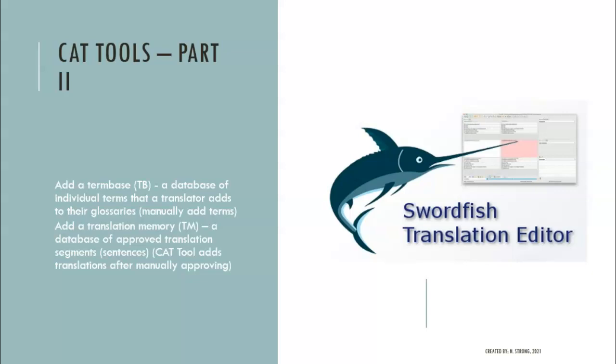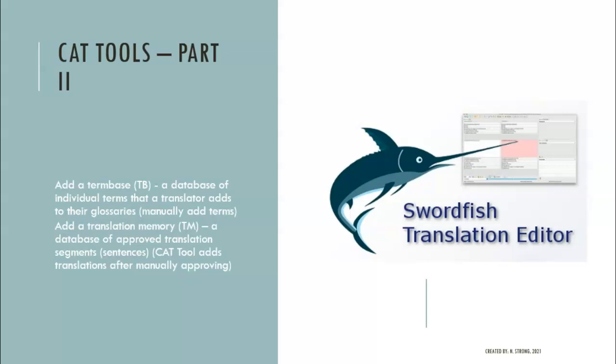You're going to learn some very important features here. You're going to learn about term base, okay, which is a database of individual terms that a translator adds to their glossaries manually. You're going to add terms. So you're going to take it up a notch by adding your term base, and also you're going to play with TM, a translation memory. So this database of approved translation segments. So when you're approving, you're already creating a memory. So the CAT tool adds translation every time after you manually approve a segment or a line.